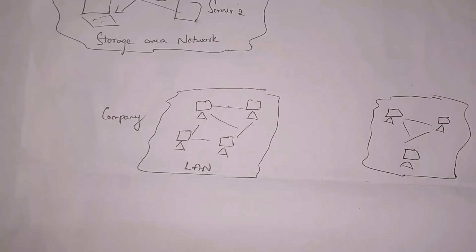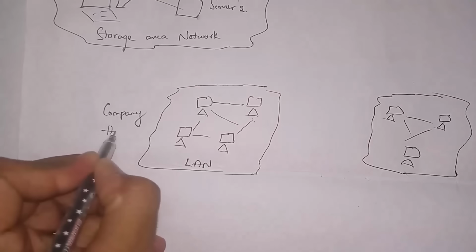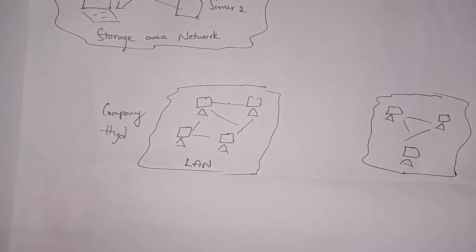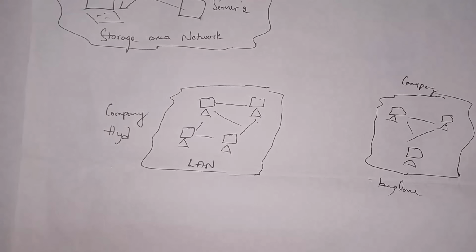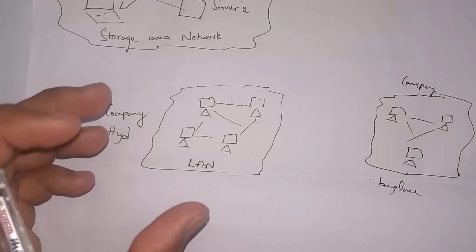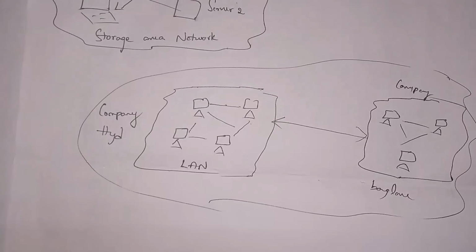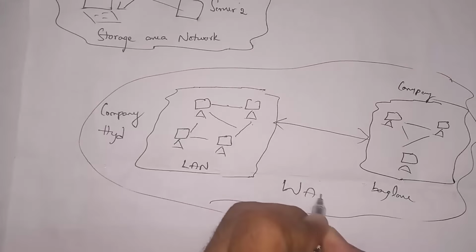Guys, for example, let us say there is one company in Hyderabad. In that company, in first floor, many computers are connected together. If all computers are connected together within short range, then we call it as local area network. Guys, for example, let us say there are two companies. One company is in Hyderabad location and next company is in Bangalore location. Now if we establish connection between these two companies, then we call it as wide area network.